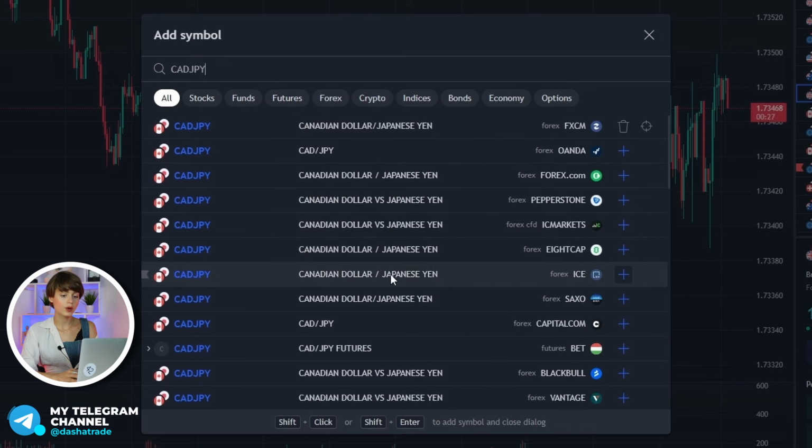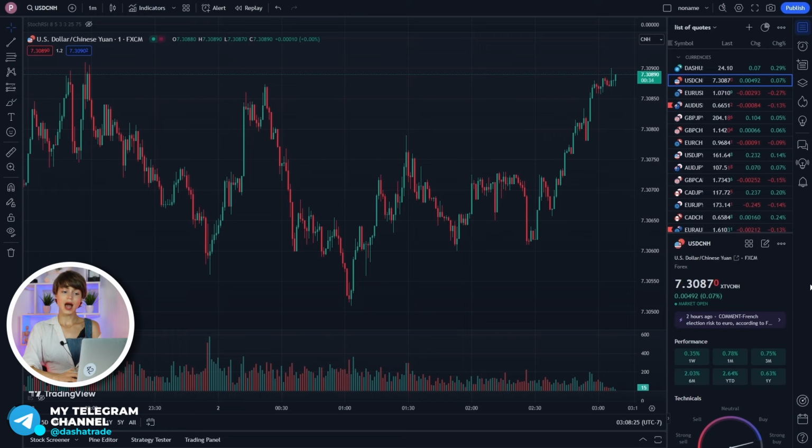As we fill the name in, there is a huge list of pairs, but we need to choose the one with FXCM as a quotation provider. You can see it right here. And after that, you need to click the plus button. I've already got this pair applied, and if it's not applied for you, you just need to click this plus button too. And our goal is choosing any currency pair.